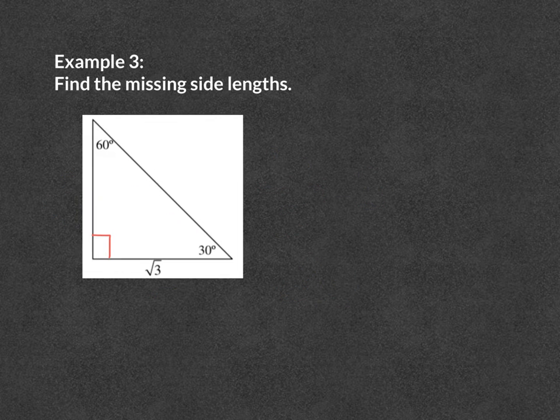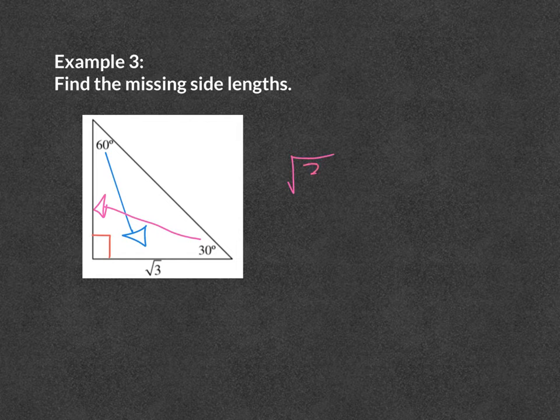Example number 3. Find the missing side lengths. So the side that I do know is the side across from a 60-degree angle, which is root 3. In order for me to get to the side across from the 30-degree angle, all I have to do is take root 3 and divide by root 3. So that will give me 1. So this side will be 1.